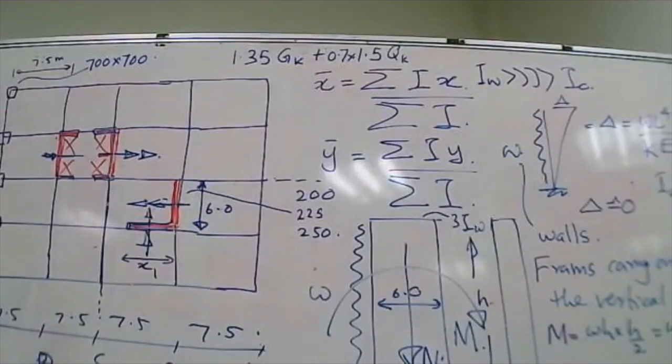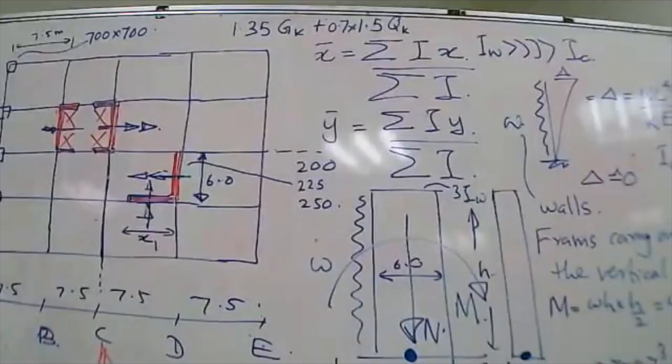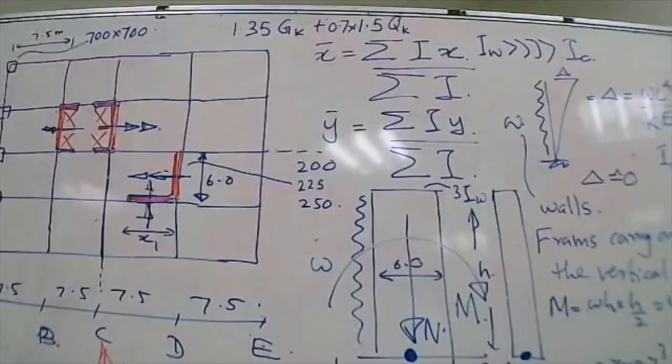And we also have the secondary action, the imposed load, so we get 0.7 times 1.5. For the dead load, we always get 1.35. Which means now we know the value of N, we know the value of M. If you know the value of N and M, the important question is, how do we find the reinforcement? This is a wall. We know the overall moment, we know the overall axial load. How do we find the reinforcement?